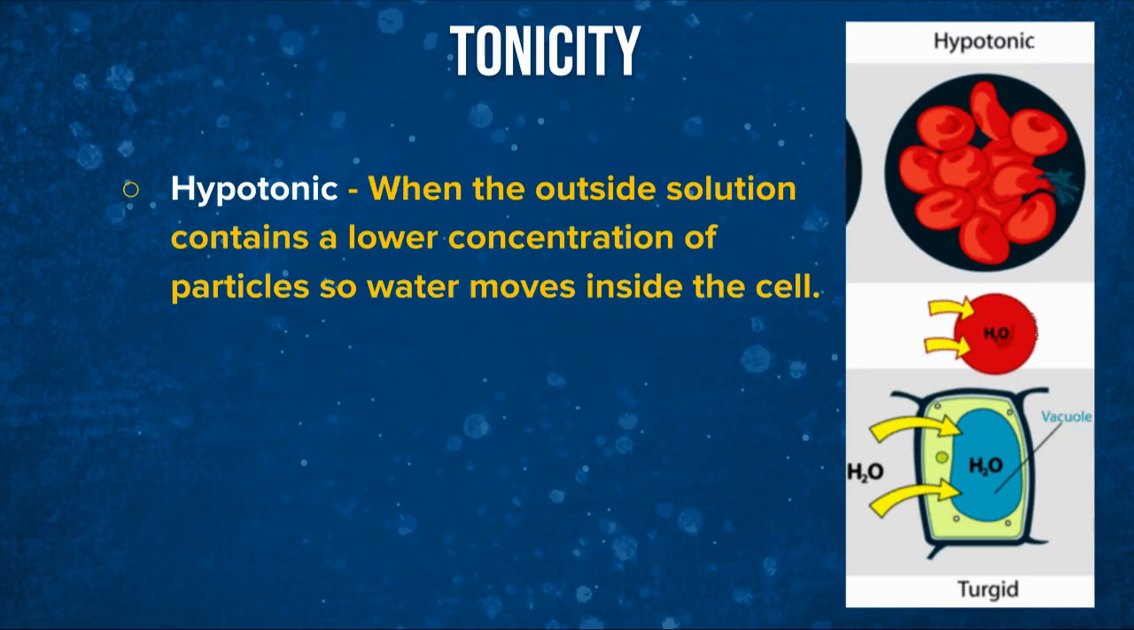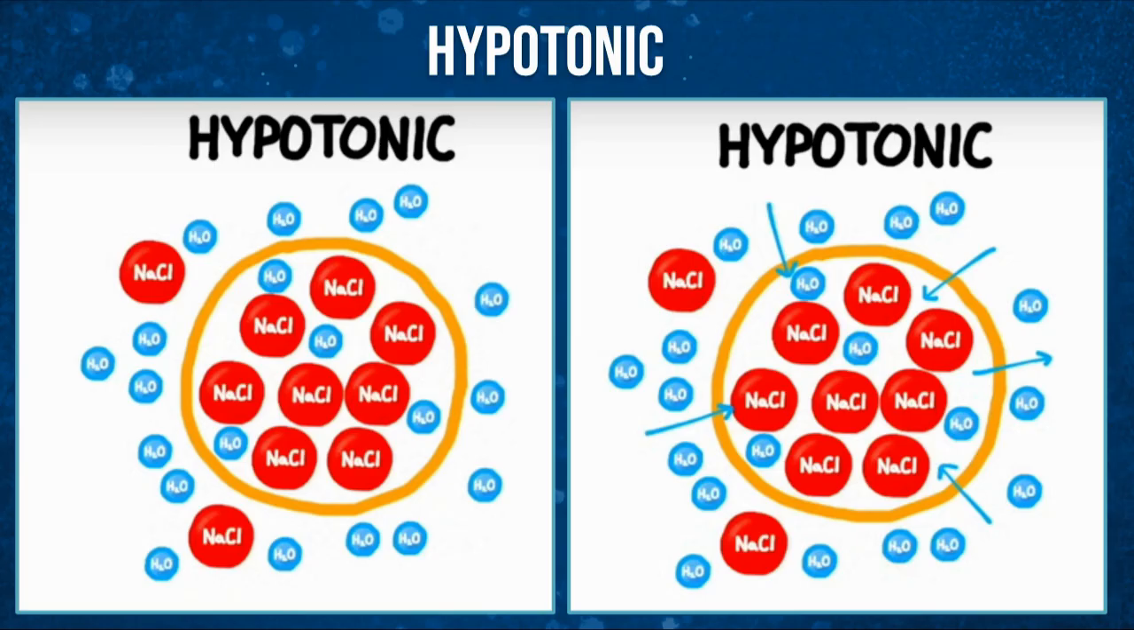The next type of tonicity is hypotonic. Hypotonic is when the outside solution is at a lower concentration of solute, so the particles of water move inside the cell. So water is going to move inside of the cell. That means our water is high on the outside. The solute is going to be higher on the inside.